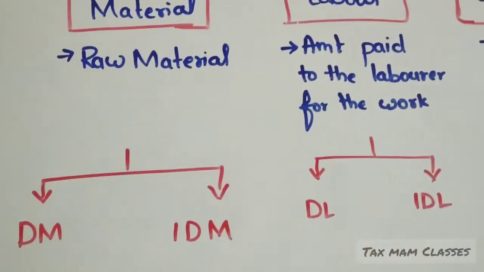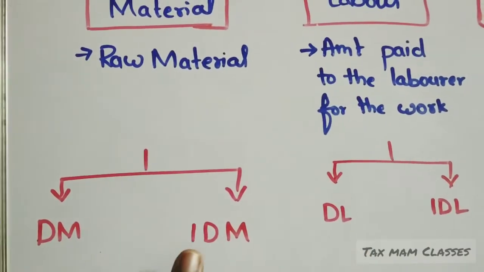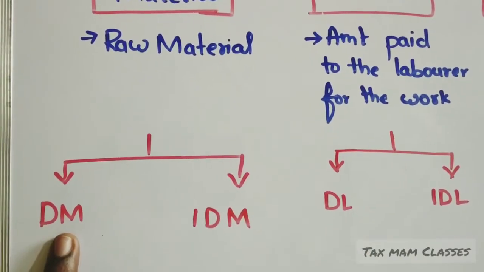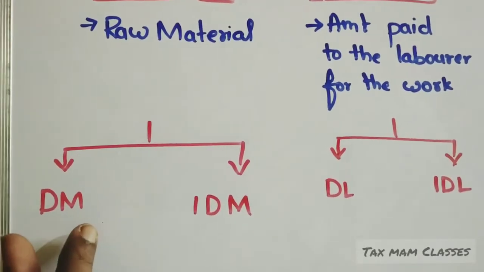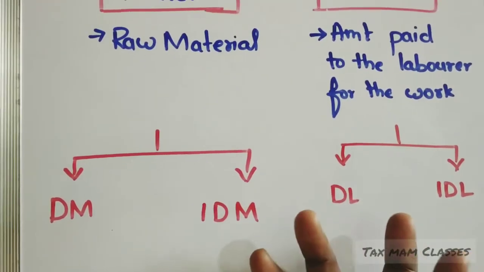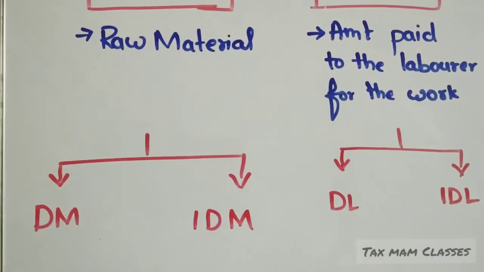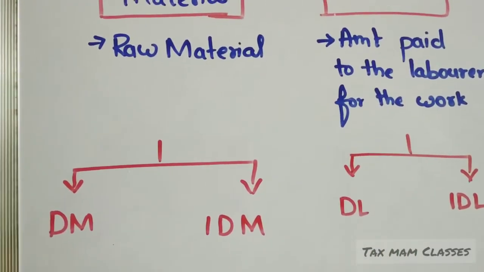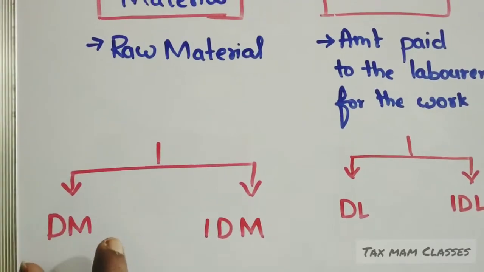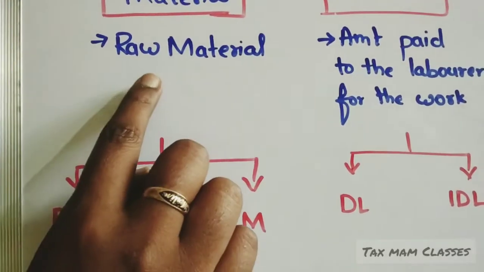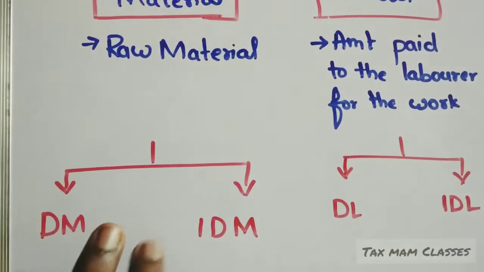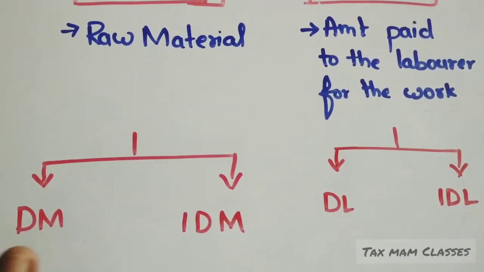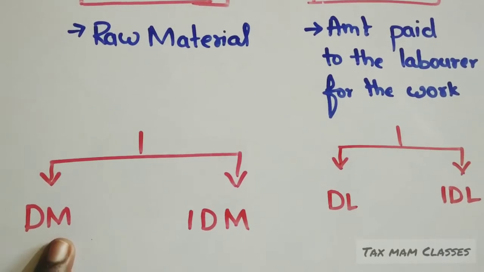Material is again divided into direct material and indirect material. What does direct material mean? Direct material is that which can be seen directly in the finished product. For example, in furniture we can see the wood directly. Wood is the raw material for the furniture, so we can see that raw material directly in the finished product. That is called direct material.